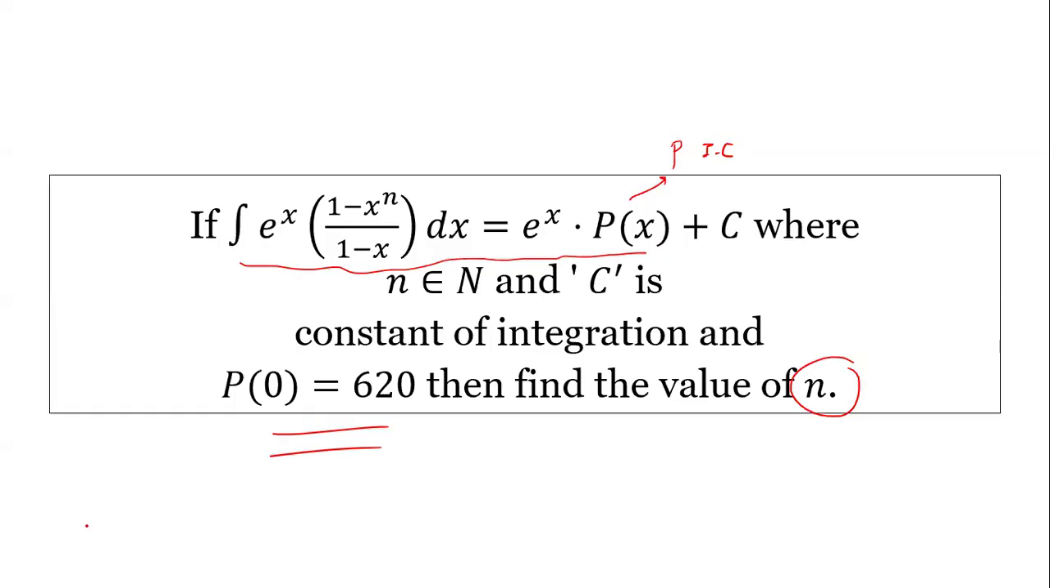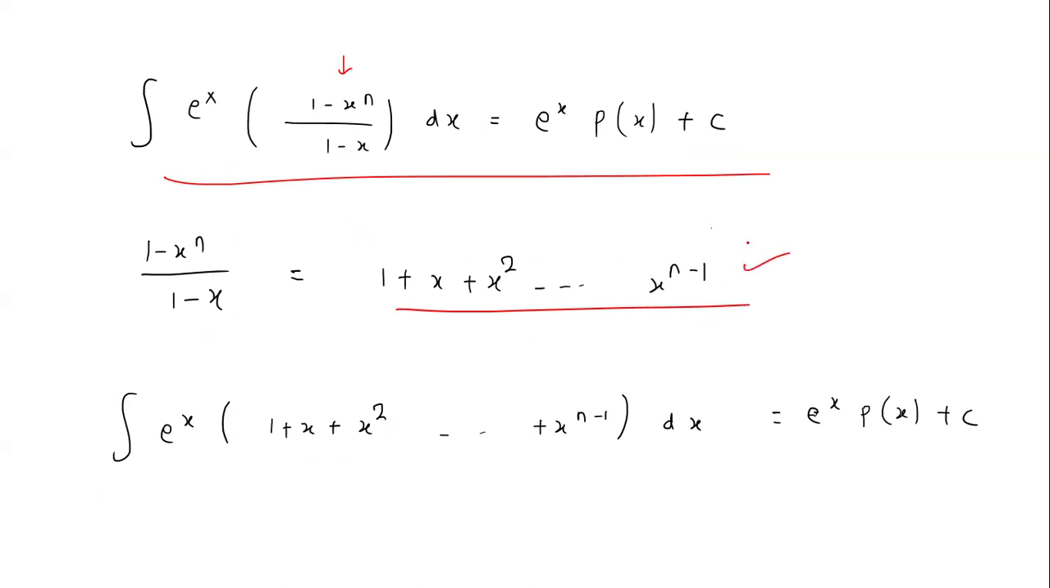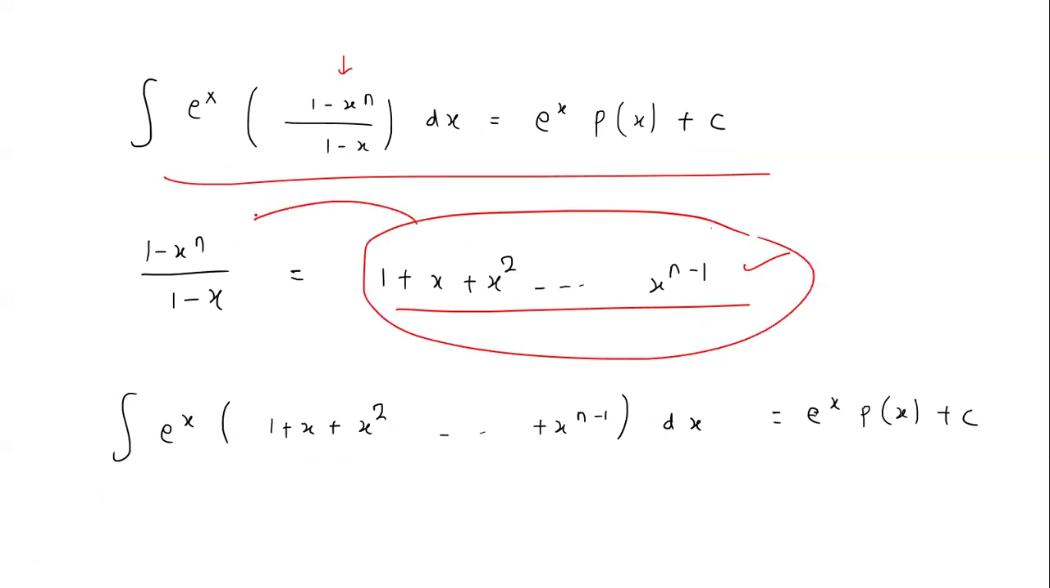So let's see how we can solve this. First of all, I write that equation here. Now you see in the integral we have this (1 minus x power n) divided by (1 minus x). You recall this is the summation of a geometric progression, like 1 plus x plus x square up to x power n minus 1. So what we can do, we can replace this thing by this thing.